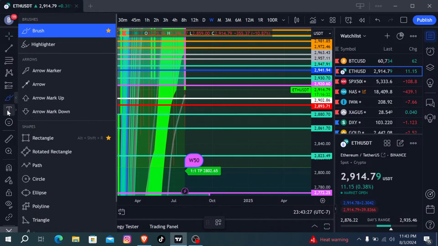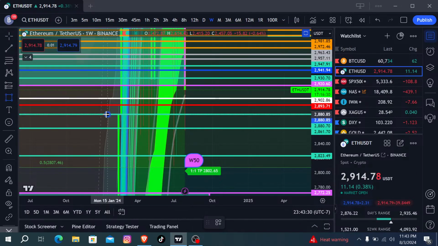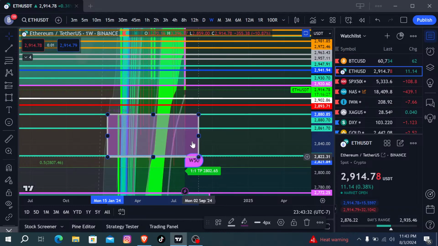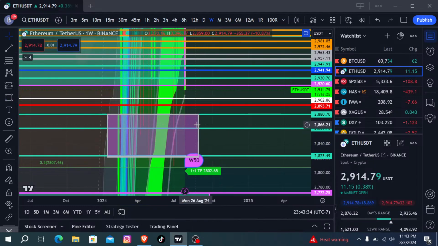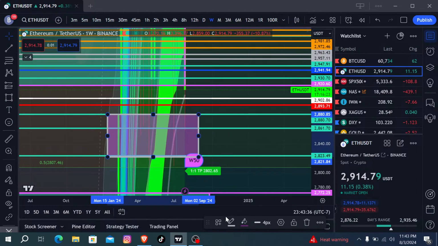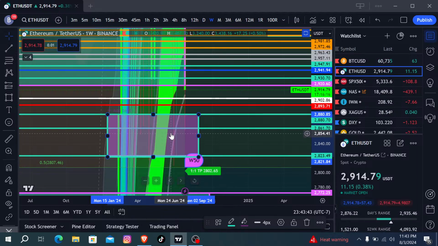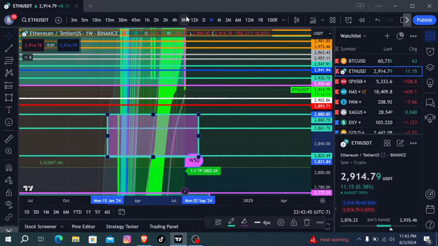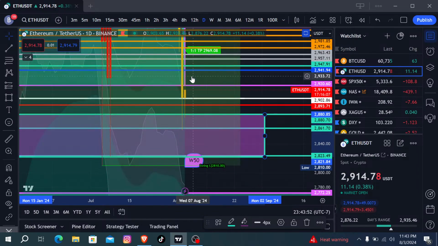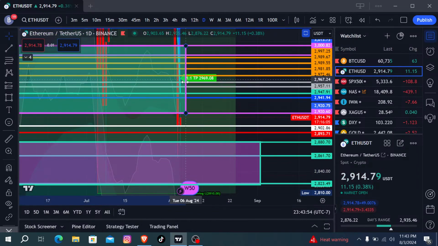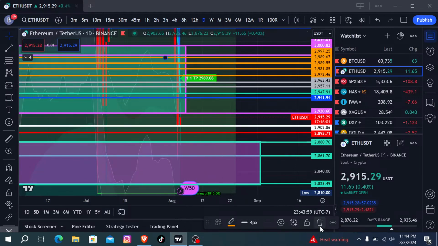Let's do this. So it goes down. When they come down, I know it's going to be a hard area to pass. It's the 50 Fibonacci, especially for a weekly. And something that I told you guys in my last videos, I'll leave that right here.